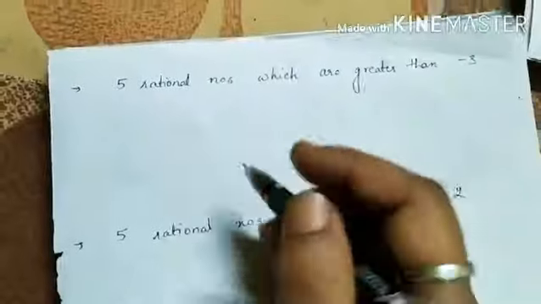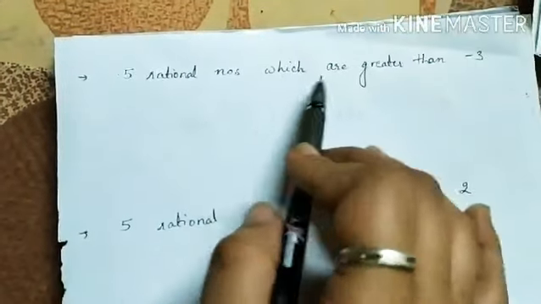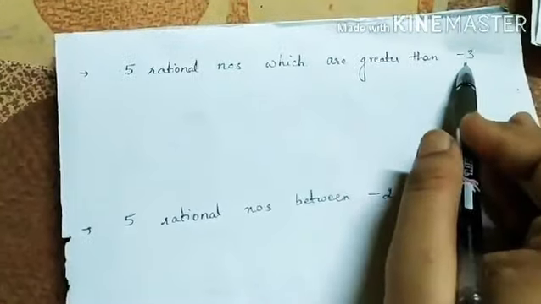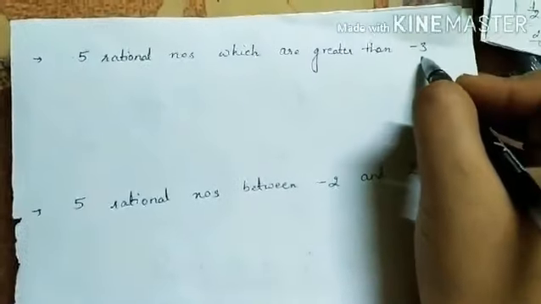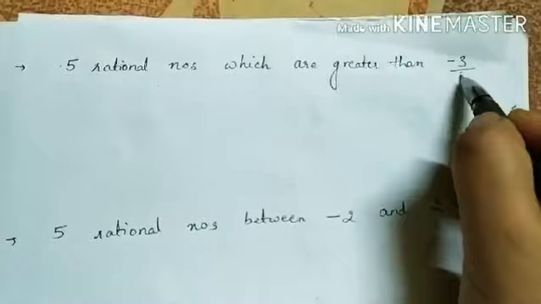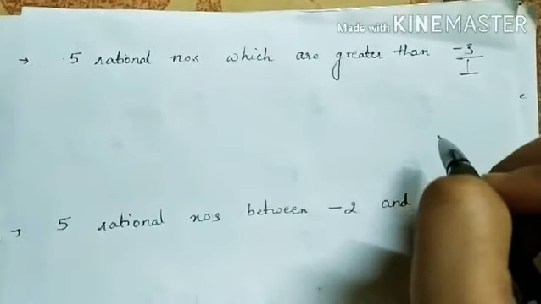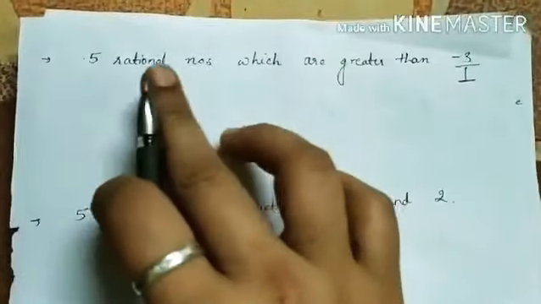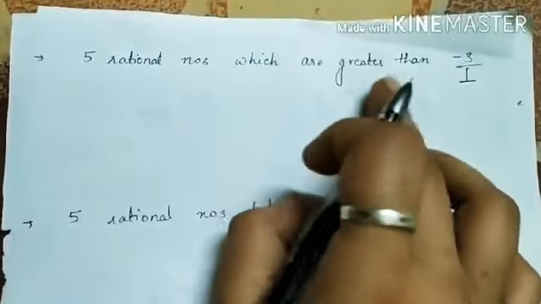Now this question is given as: 5 rational numbers which are greater than -3. Now you will say, ma'am, this is not a rational number, but dear students, this is a rational number, right? Because this can be represented as -3/1. Okay, -3/1. So this is a rational number. You have to find 5 rational numbers which are greater than -3/1.